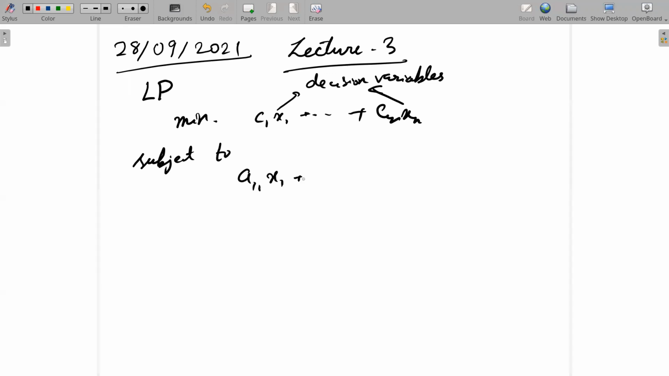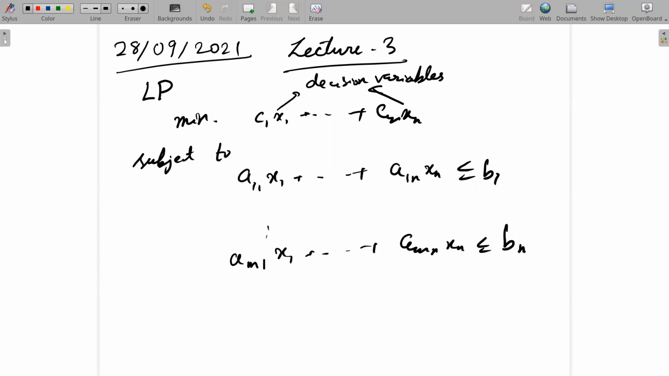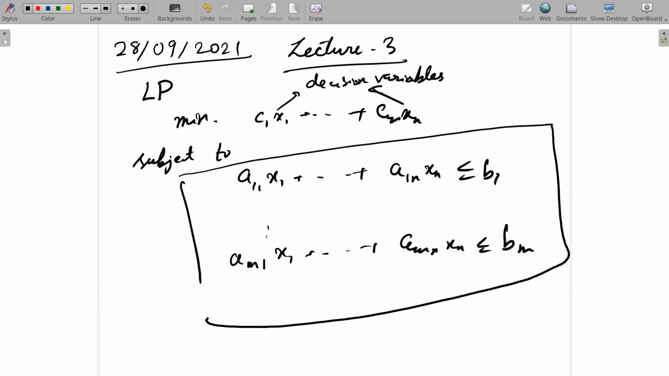And typically, the decision space looks something like this: a11x1 and so on, less than or equal to B1, up to Am1x1 and so on, Amnxn less than or equal to Bm. And this is what we're concentrating on right now, understanding the structure of the decision space. And for that, we defined a series of things like affine sets and convex sets. The relevance was that if some of these inequalities were equalities, they will give rise to some affine sets. So affine sets are nothing but translates of subspaces of Rn.